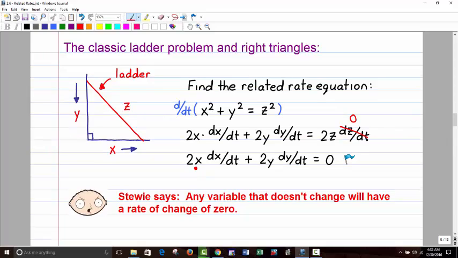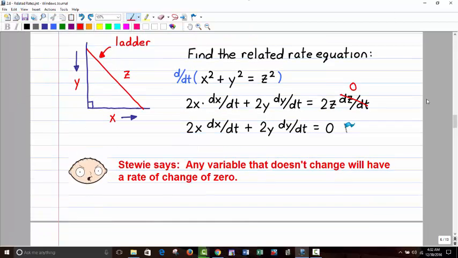All right, so this is the related rate equation. You could divide by 2's if you wanted to. Some people do, some people don't. So if you felt like canceling those out, you could. If you want to leave them, that's terrific. All right. So now Stewie's yelling at us. Any variable that doesn't change will have a rate of change of 0. So that's what I was just saying.